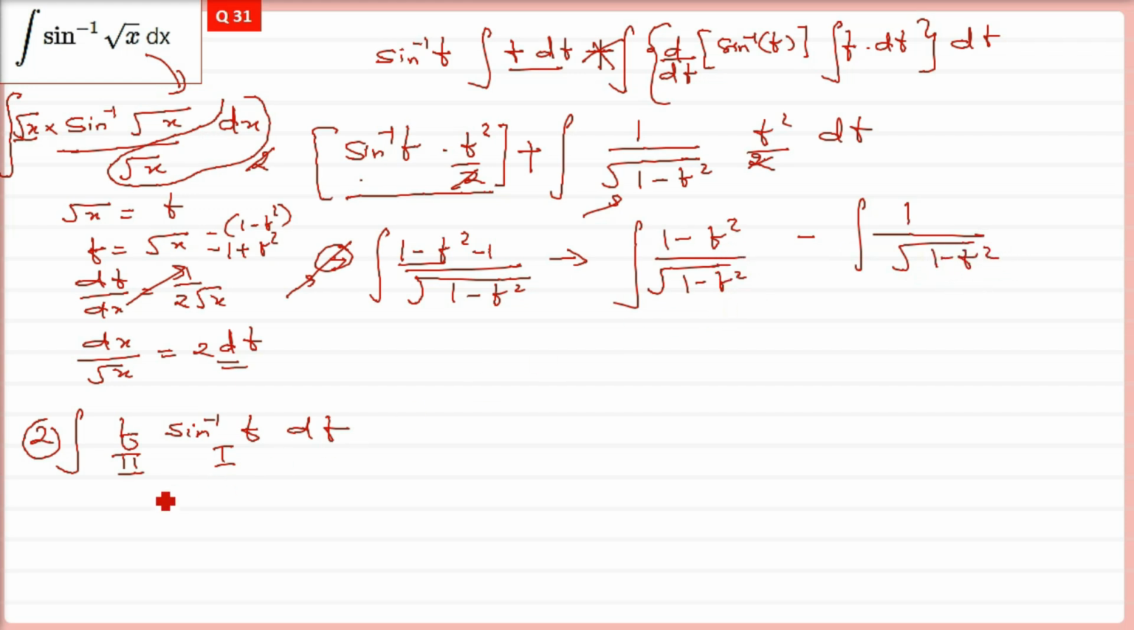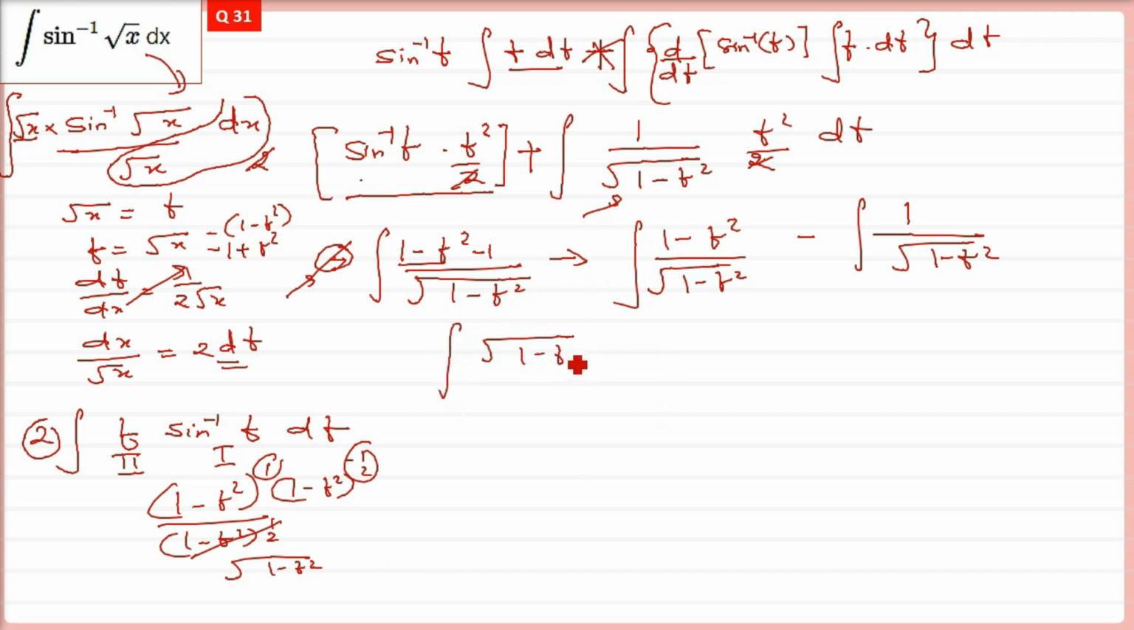Now this integration of 1 minus t square by under root 1 minus t square is quite simple. If you take 1 minus t square as, say, p, it will be simply p by under root p, and anything with p by under root p, you can just use the power half. So 1 minus t square to the power 1 minus half will be half only. So ultimately you are integrating under root 1 minus t square. So actually the first term here, you are integrating under root 1 minus t square.